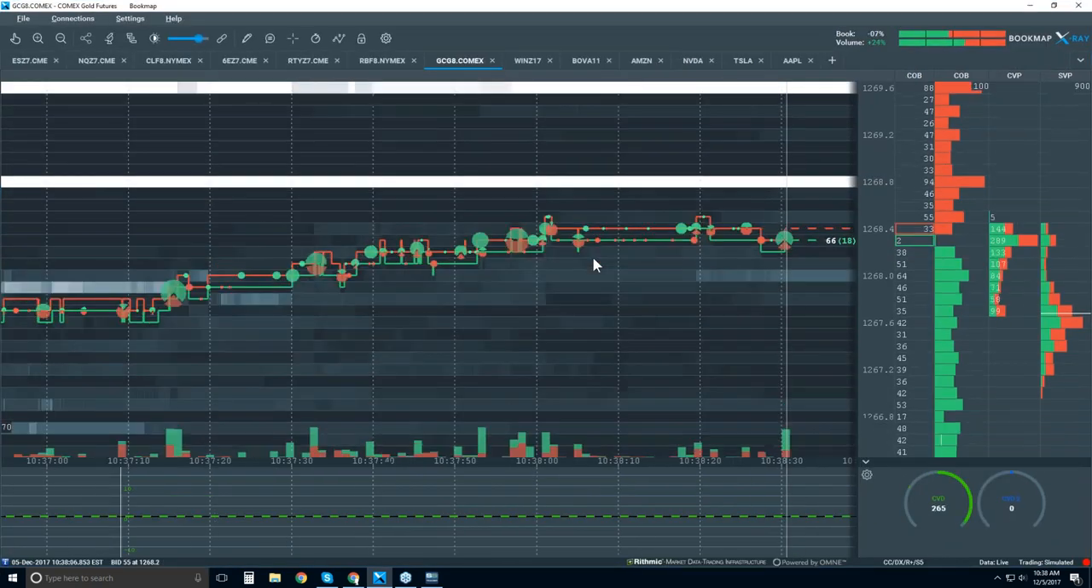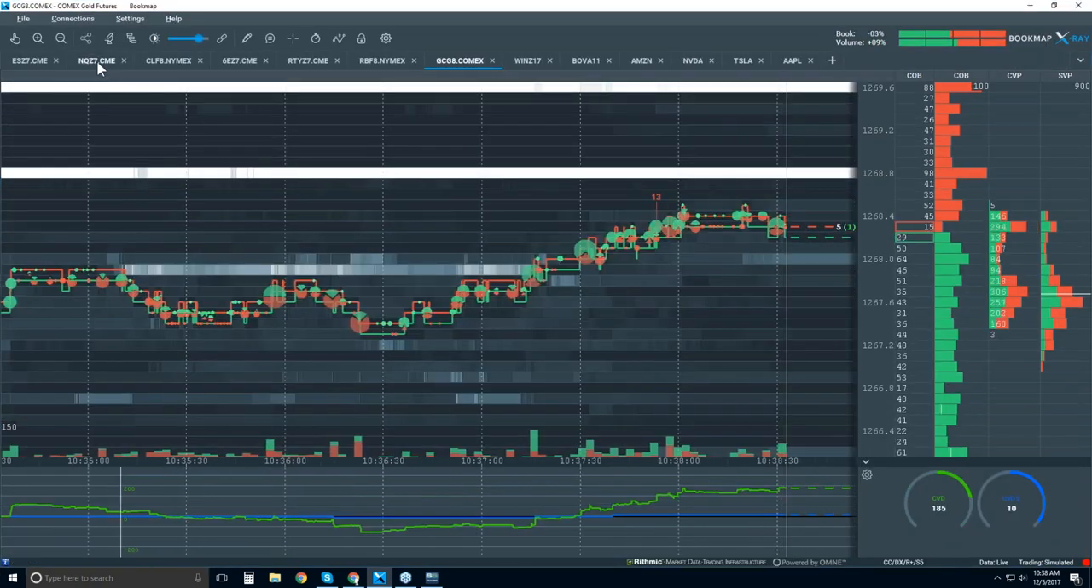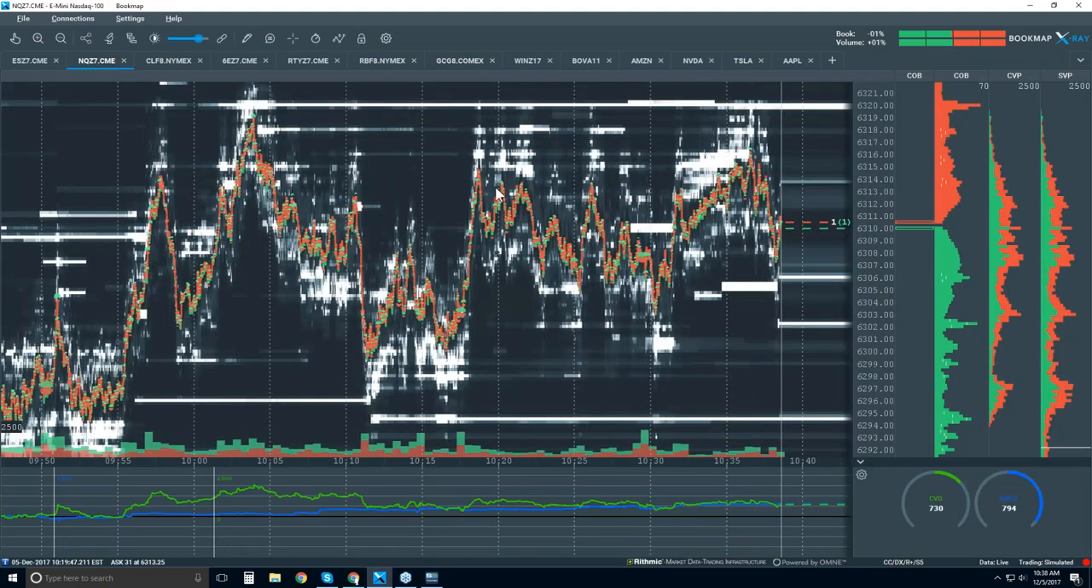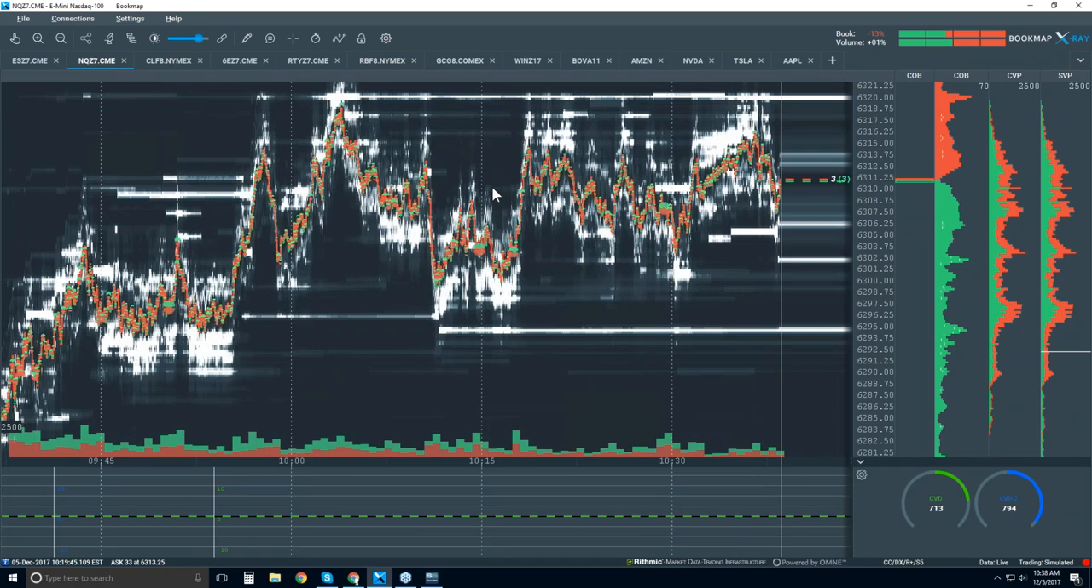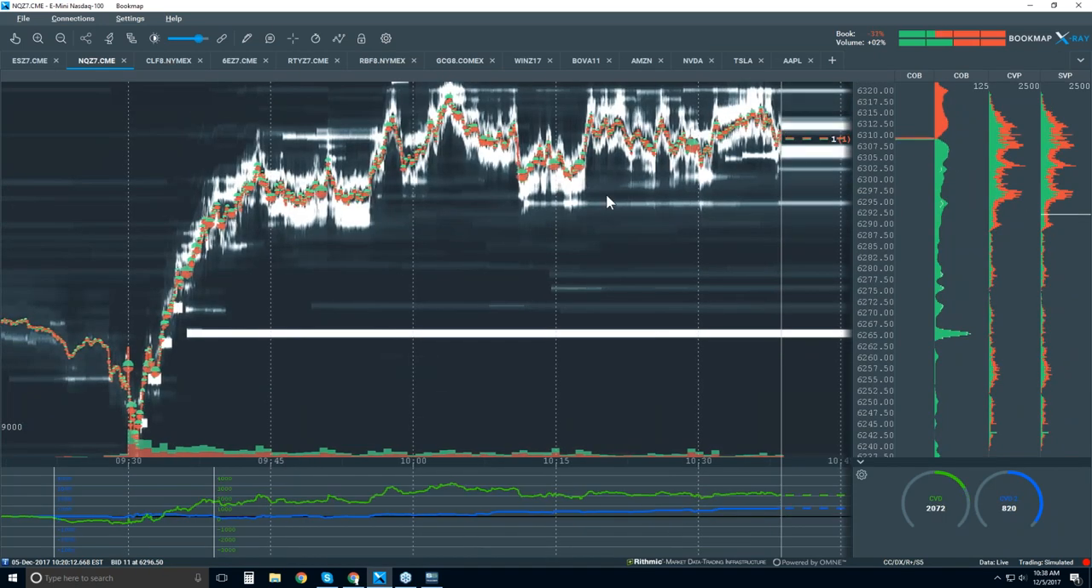Okay, what are we visualizing? This is gold. Let's go back and take a look at the NASDAQ. We've been covering the NASDAQ for quite a while now. It's been moving a lot better than the S&P. You can see the real nice move here to the upside.